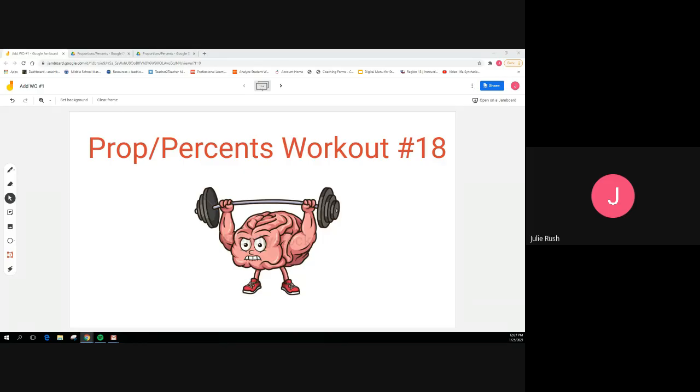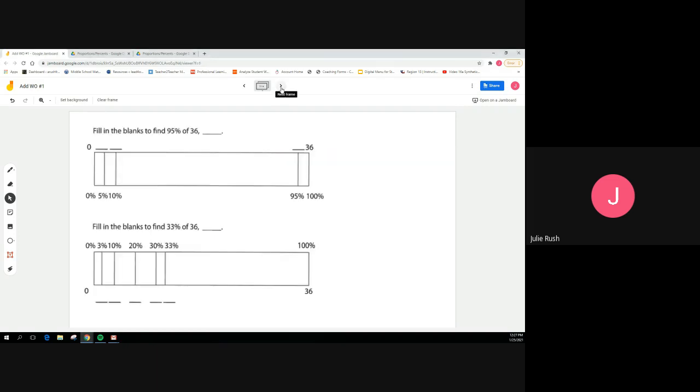It's time for our proportion and percent workout number 18. We are still working with percent bars today. And so our first problem says fill in the blanks to find 95% of 36. So we have percents on the bottom, whole numbers on the top. 100% is 36, 0 is 0%, and we're going to go ahead and start.